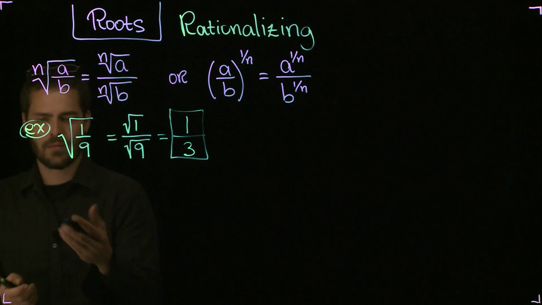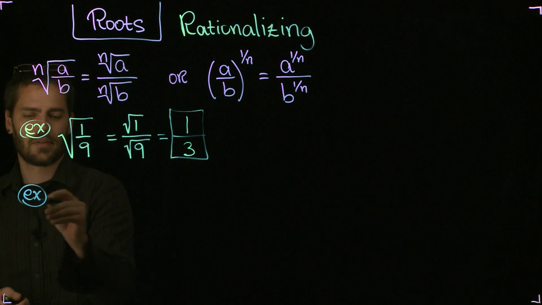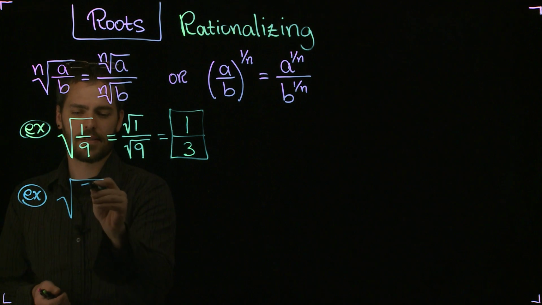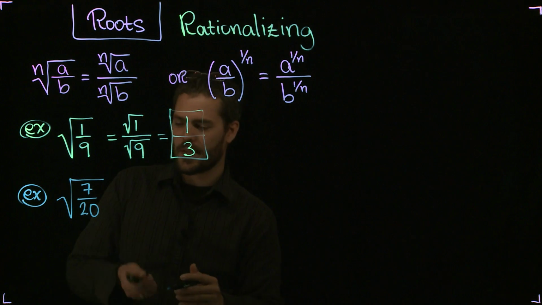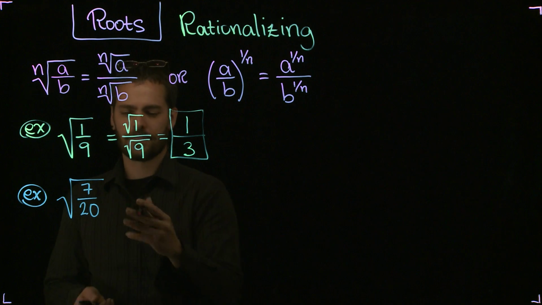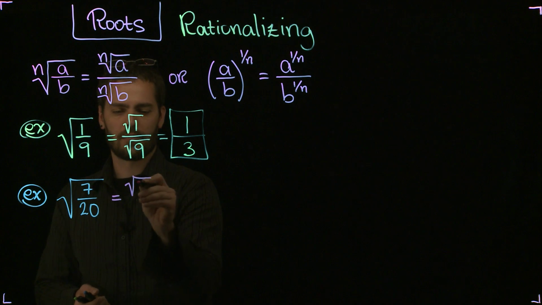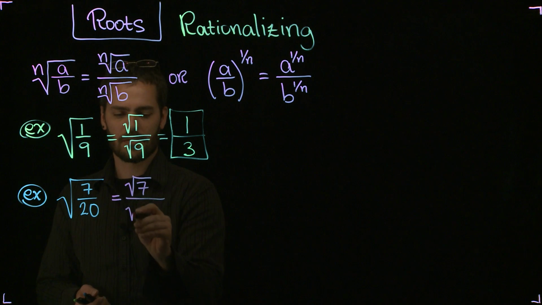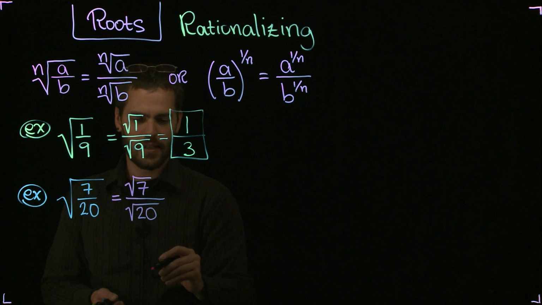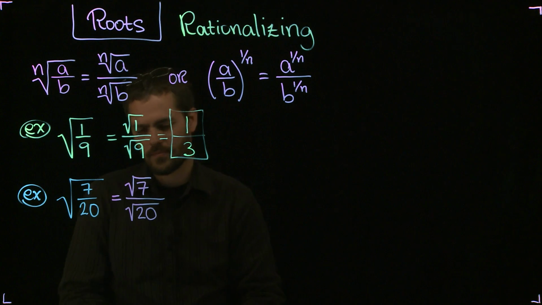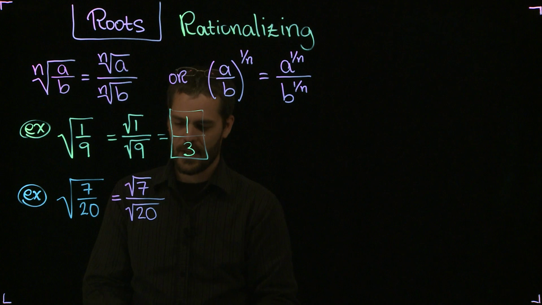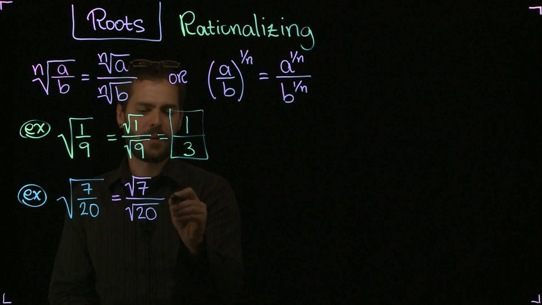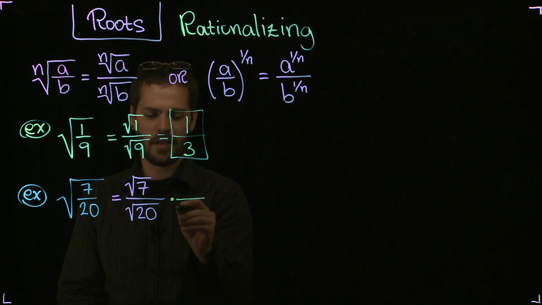Let me continue. How about the root of 7 over 20, let's say. So we'll take advantage of the same property. This gives me root 7 over root 20. And I guess I could rationalize the denominator from here. I could try to simplify that root 20. I think I'm going to go with that first choice. Let's go ahead and rationalize immediately.